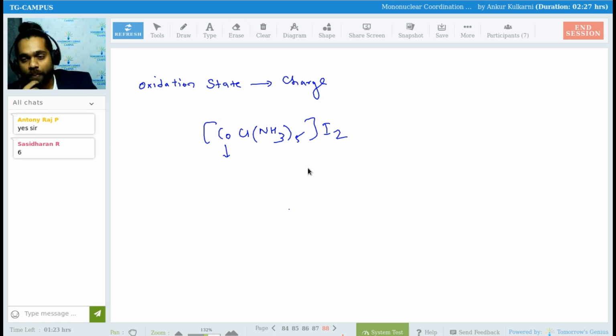What is the oxidation state of cobalt? Oxidation state of cobalt. Yes, everyone. Come on, fine. It is fine even if you're wrong, I am telling you.